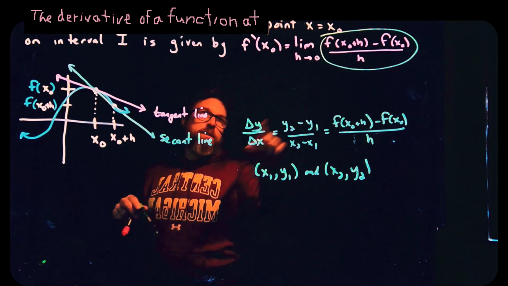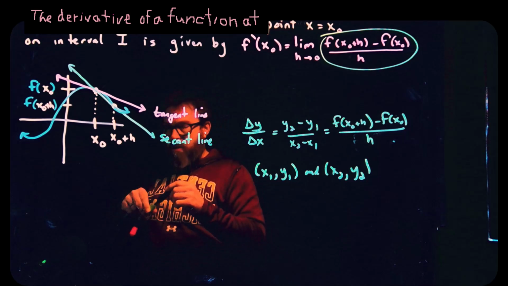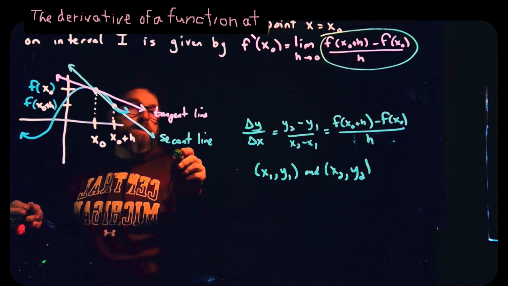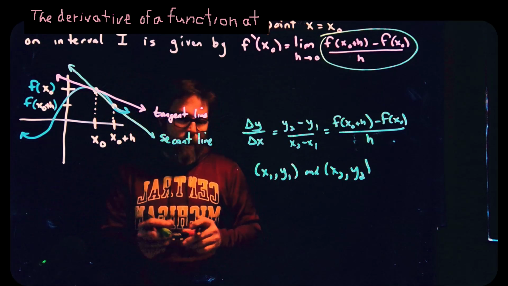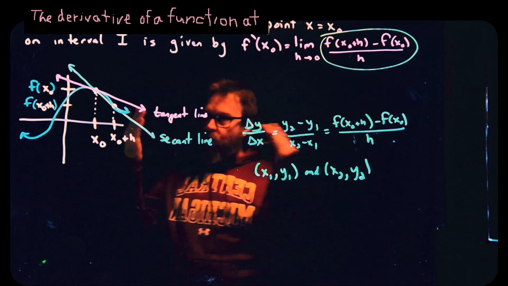So why the limits? Why do we have this limit here? Well, remember, I'm not really trying to go after the slope of the secant line. I'm trying to go after the slope of the tangent line. So in order to do that, I don't want those points to actually be apart. I want them right next to each other.